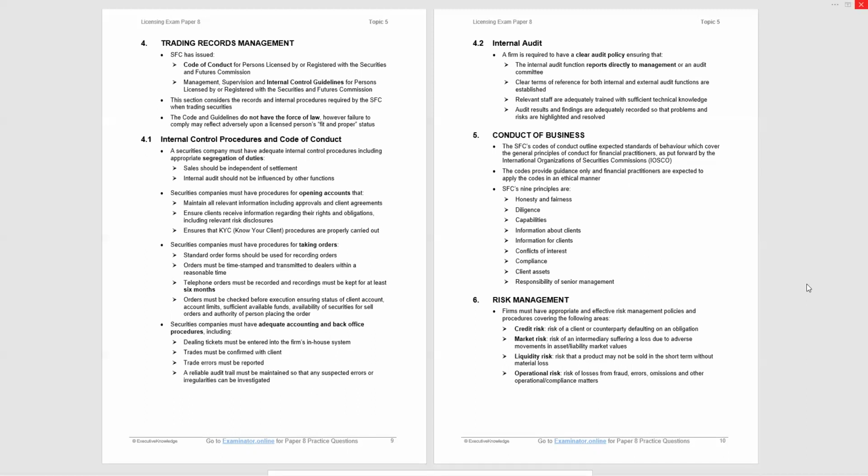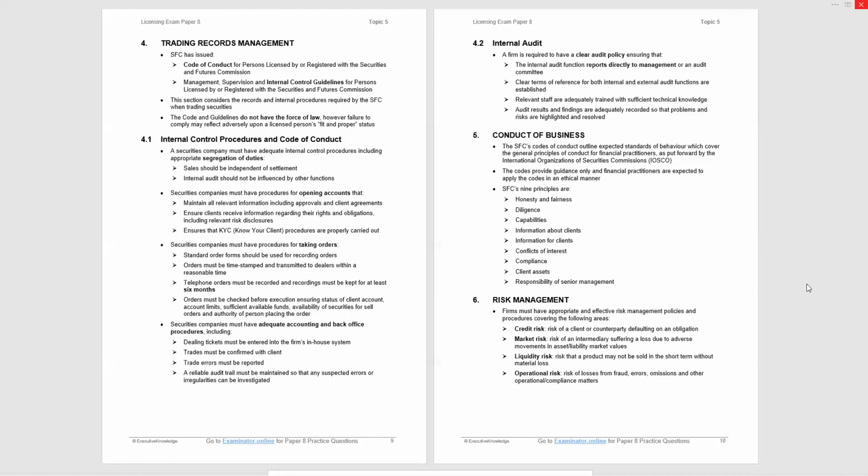Conduct of business, this is a repeat really from section 4. Section 5 looks at the 9 principles that are addressed in the SFC's code of conduct. Be aware that if you breach the code of conduct, it's not law, so you're not breaking the law, but you can jeopardize your license. The SFC could suspend or even revoke your license if you breach their code of conduct.